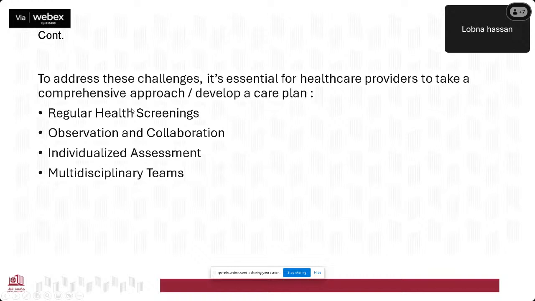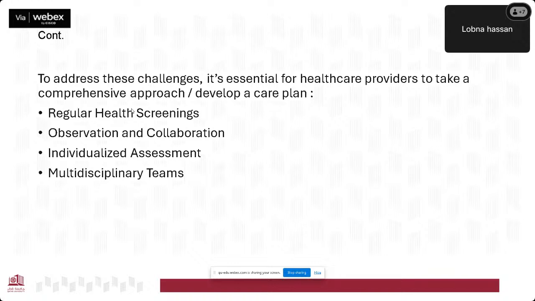To address this challenge, it is essential for the healthcare provider to have a comprehensive approach and develop a care plan for each child. This will happen through regular healthcare screening. Regular checkups should include assessment of common comorbidities, which can help detect issues early. Observation and collaboration: the healthcare professional should closely observe the child during regular checks, collaborate with parents, and consider any change in behavior or functioning as an alarm to work more and evaluate more.